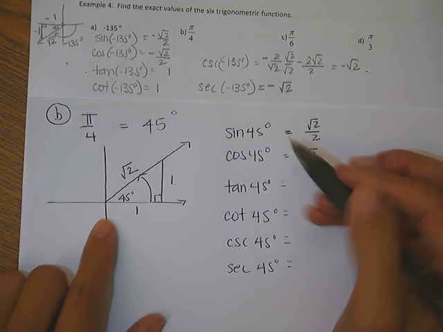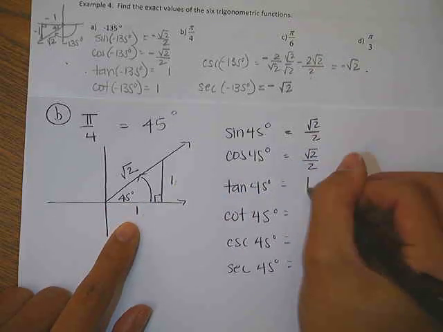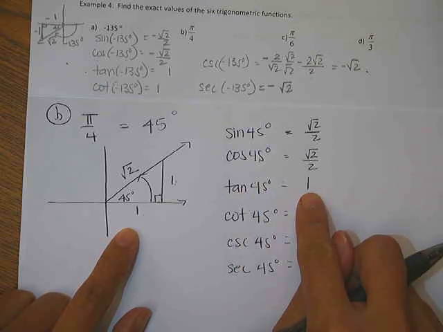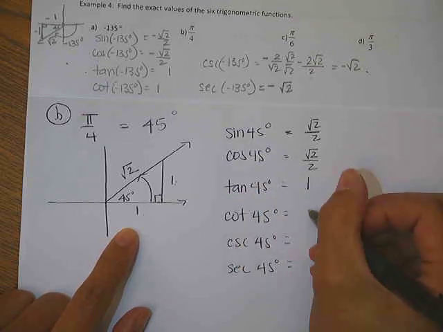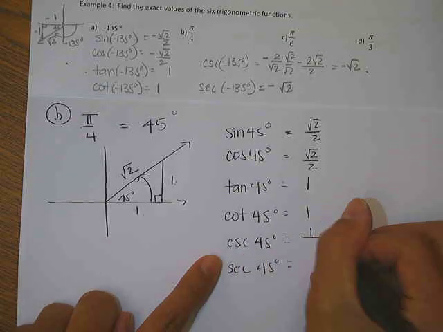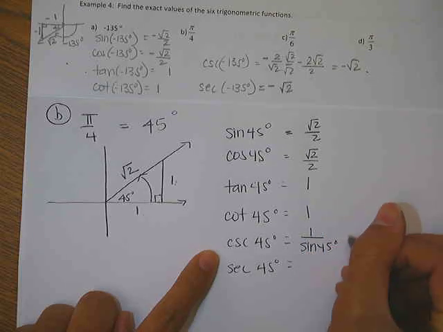Tangent of 45 degrees is going to be opposite over adjacent, so 1 over 1, it's 1. Cotangent is the reciprocal of tangent. What do you get when you take the reciprocal of 1? You get 1. Cosecant is the reciprocal of 1 over sine of 45 degrees.